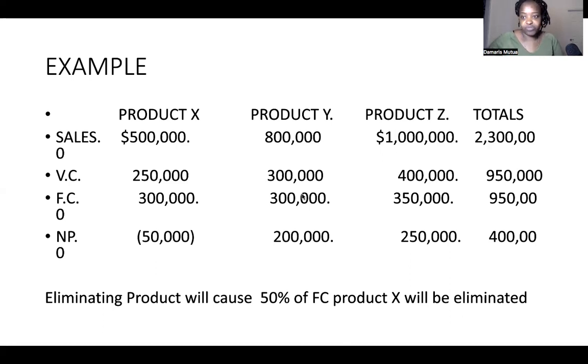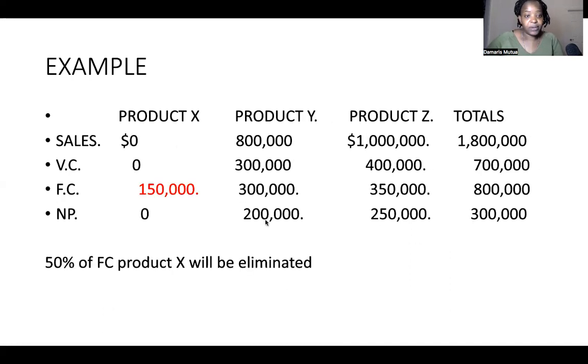So let's move on. We look at eliminating product X, and by eliminating product X, it will mean that the sales values will be 0, the variable cost will be 0, but 50% of the fixed cost, that is 150,000, is going to remain, because the statement is eliminating product X will cause 50% of the fixed cost to be eliminated. So 50% is going to be eliminated and 50% is going to remain. So let's look at that.